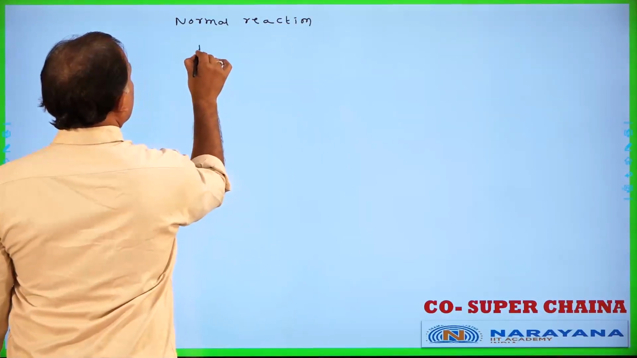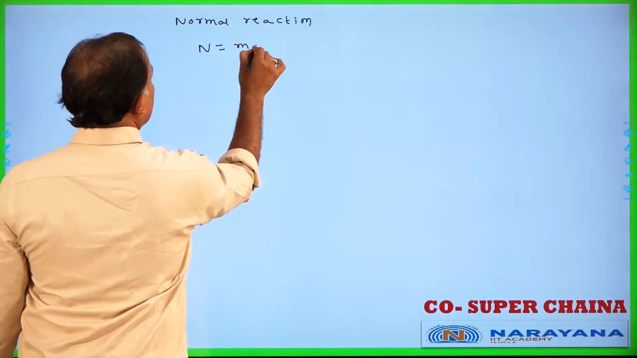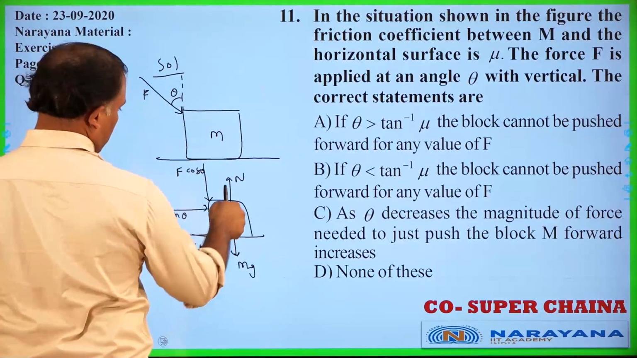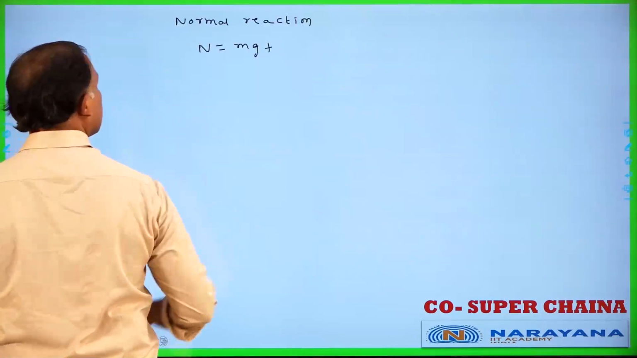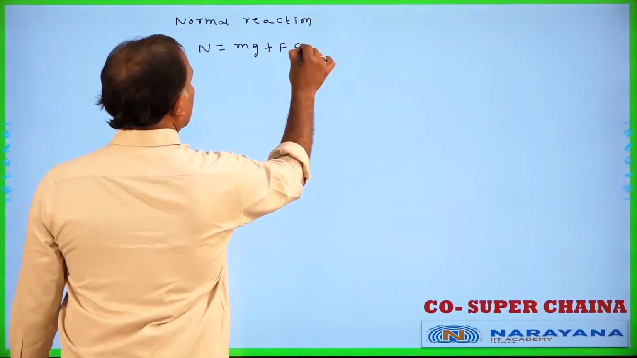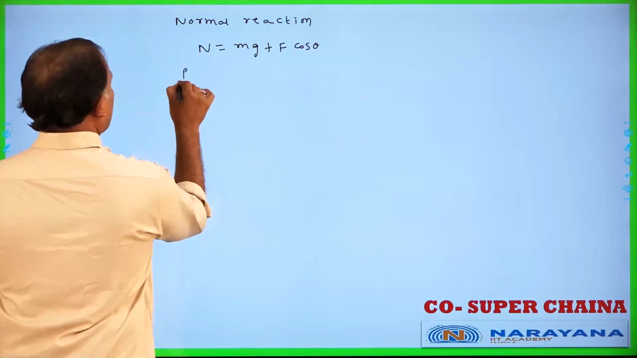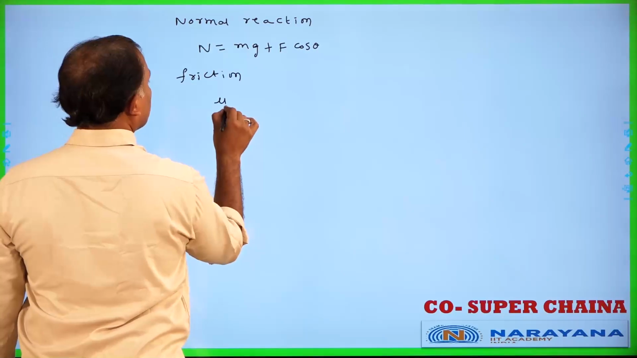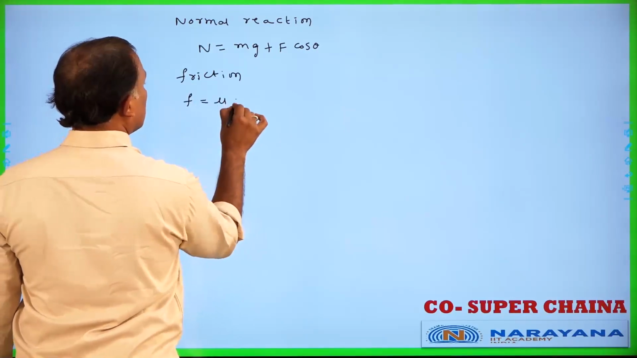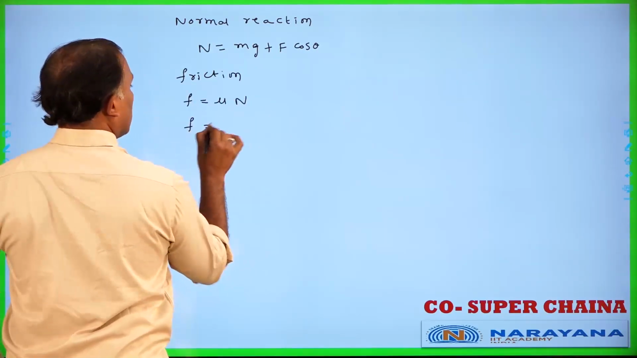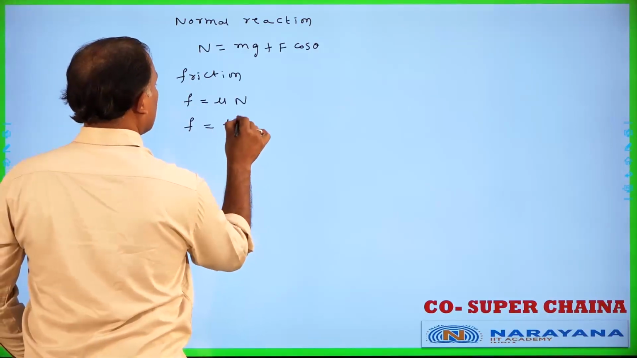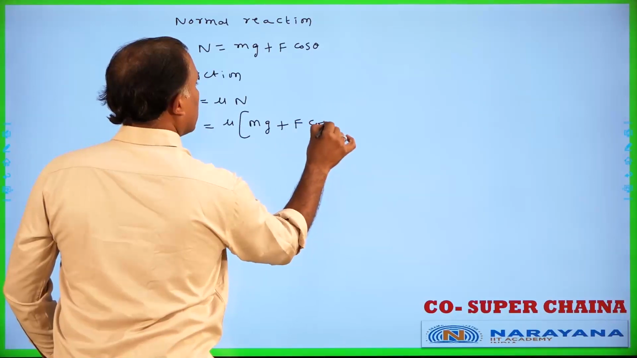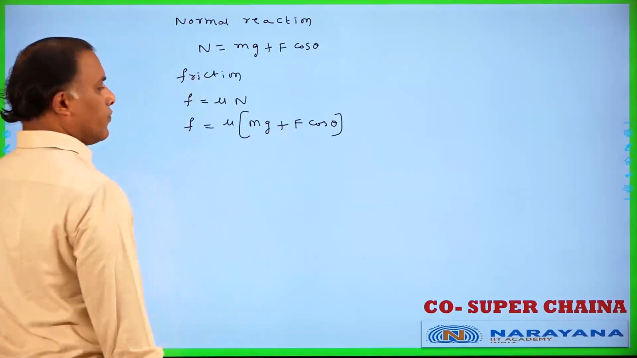For that, what can we write? N is equal to mg plus f cos theta. Now I want the friction also. Friction F is equal to mu into normal reaction, so F is equal to mu into (mg plus f cos theta). So that is the friction for you.